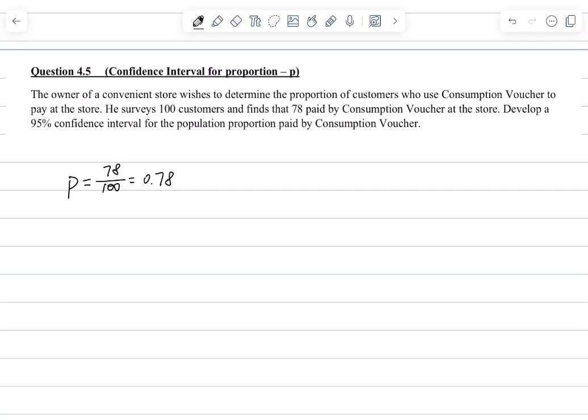And then we can find the standard error. The standard error equals the square root of P times 1 minus P over N, and it equals the square root of 0.78 times 1 minus 0.78 over 100, which equals 0.0414.